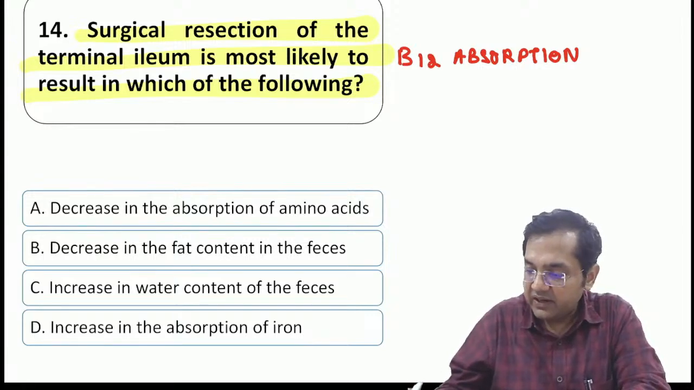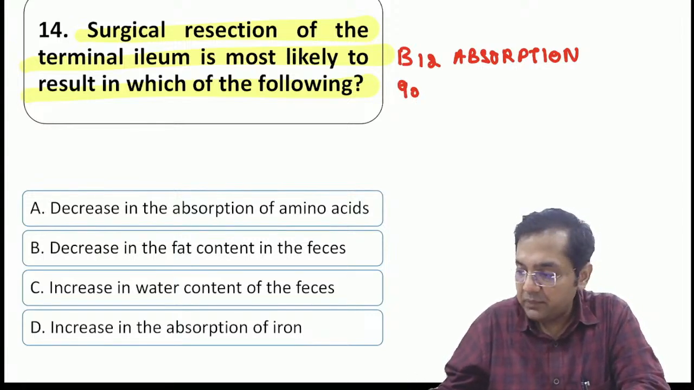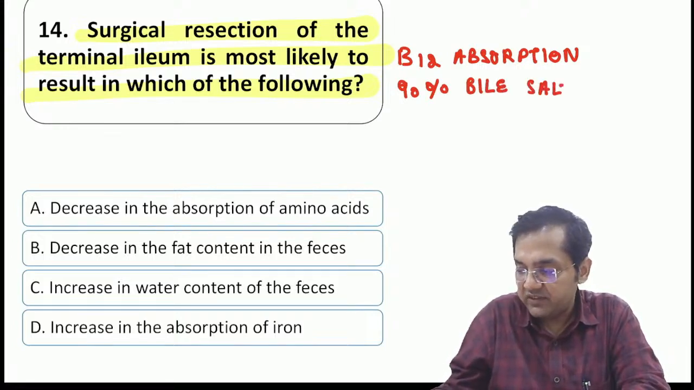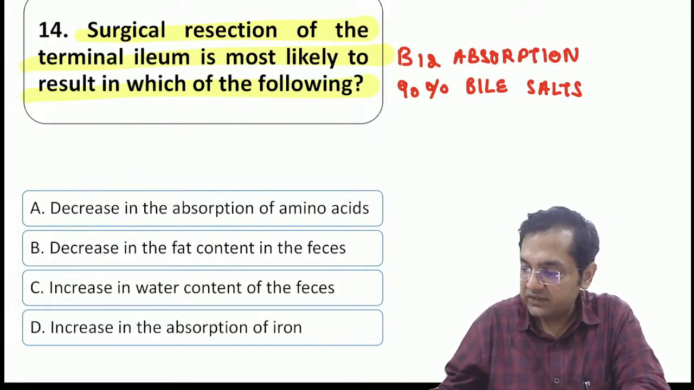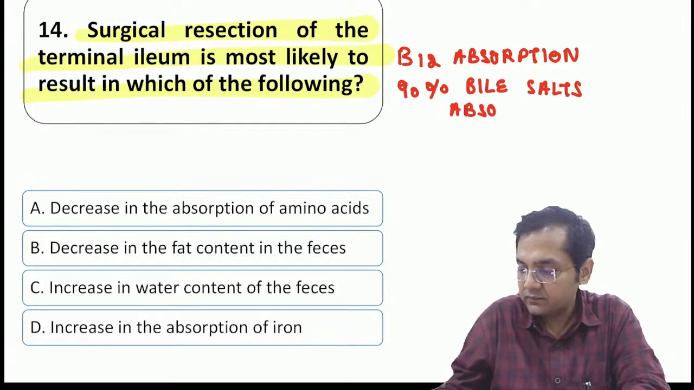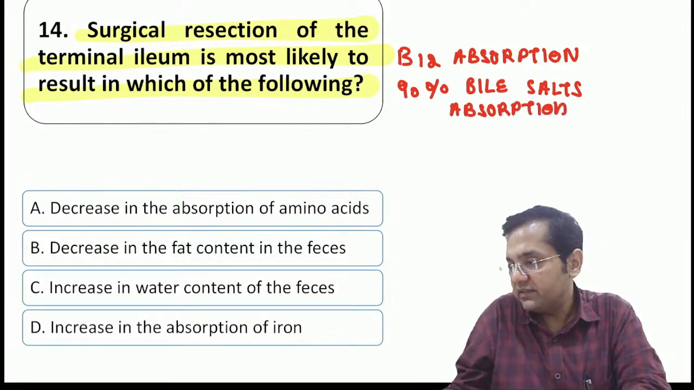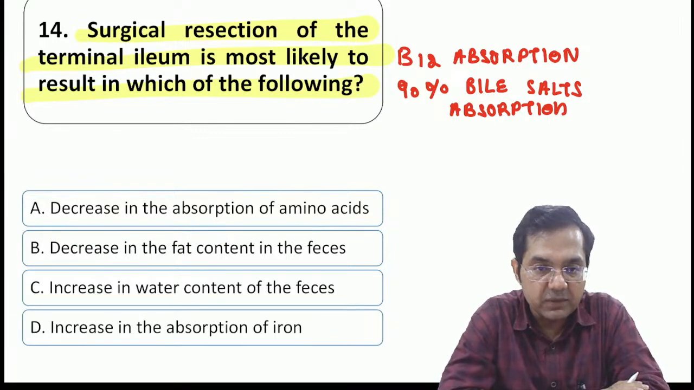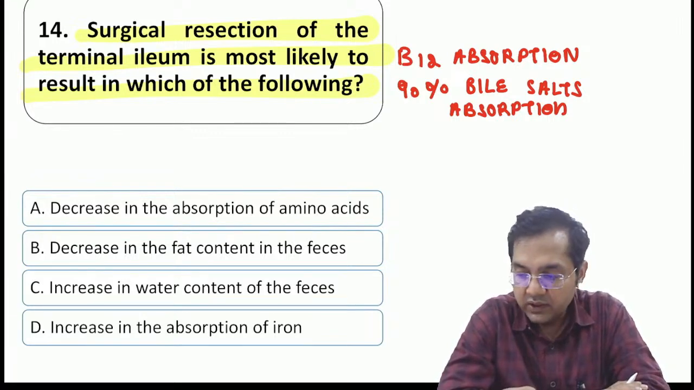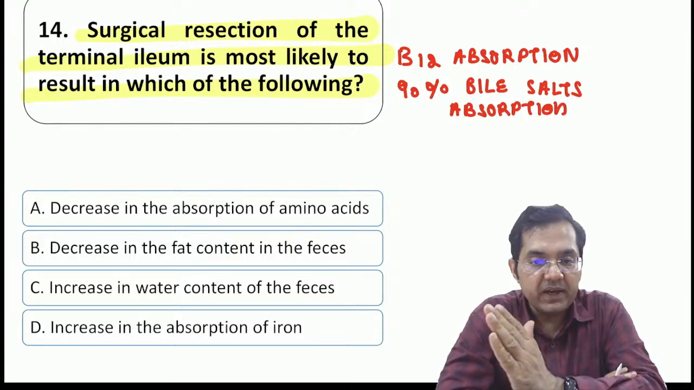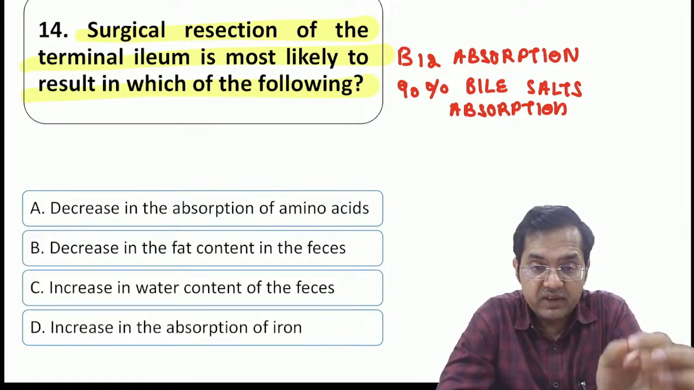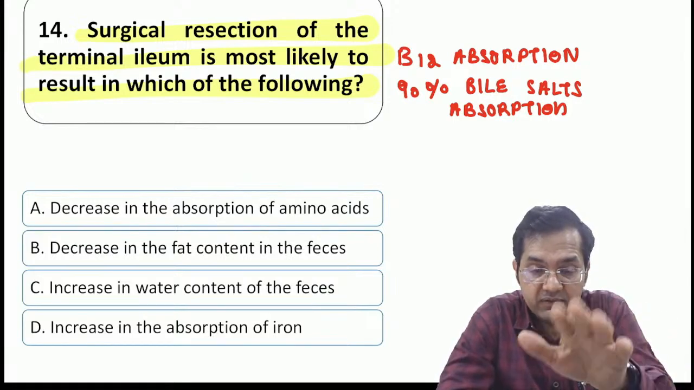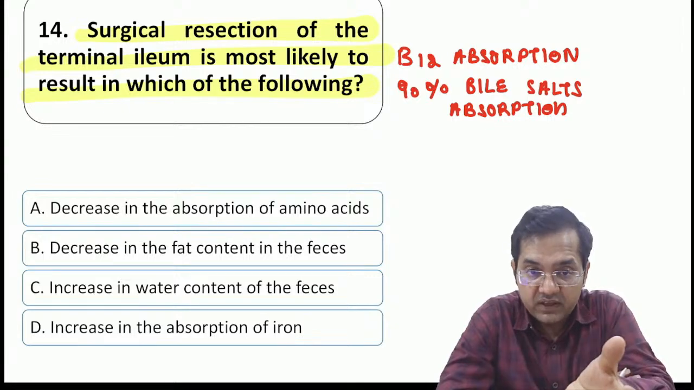Another interesting fact about the ileum, this should be known to you all, again related to biochemistry and physiology both: 90% of the bile salt absorption occurs in the terminal ileum. Now can you guess the answer? Remember, if I remove the terminal ileum, I cut it out, then what will happen? I will not be able to absorb the bile salts. If I am not able to absorb the bile salts, I will not be able to absorb the fats, fatty acids.